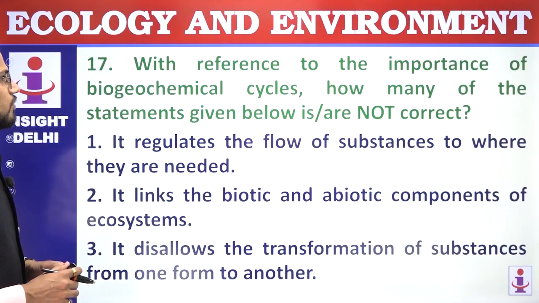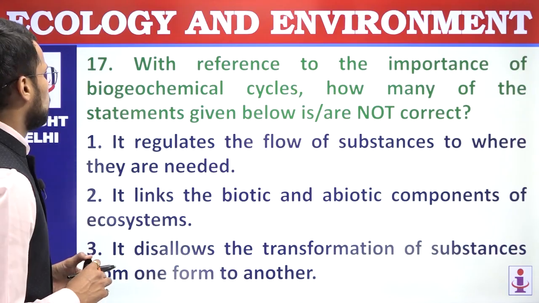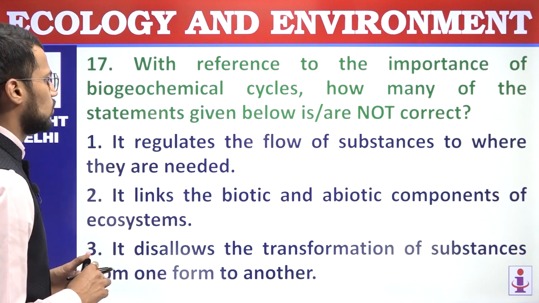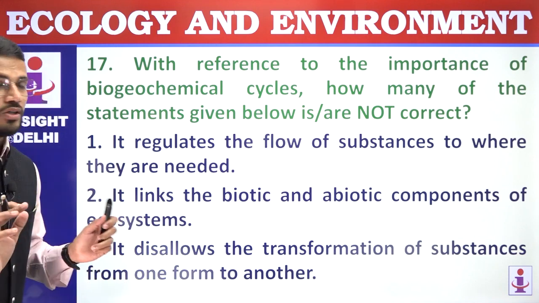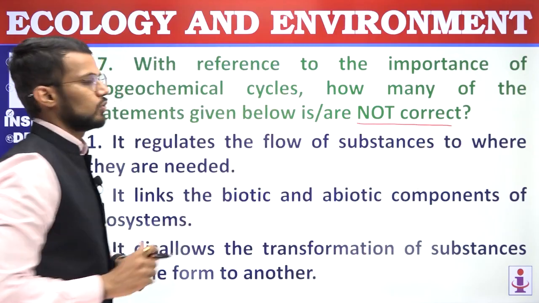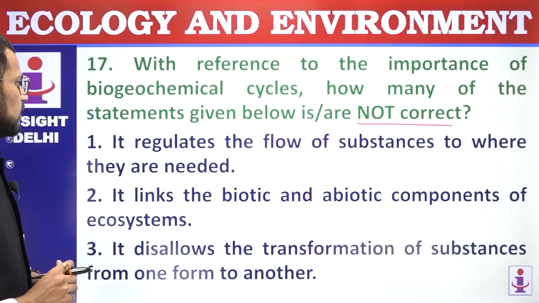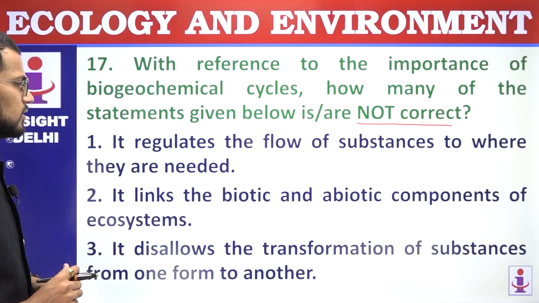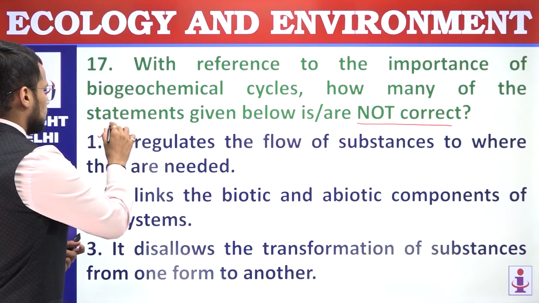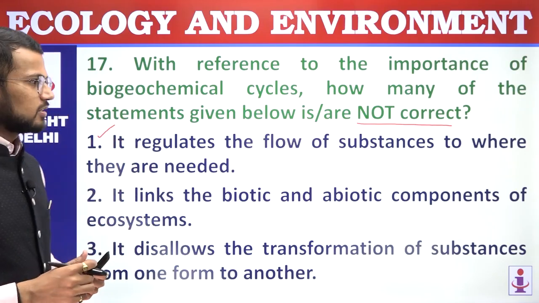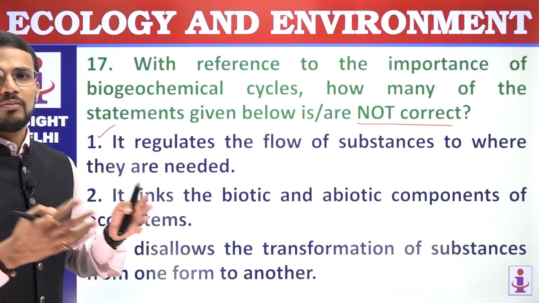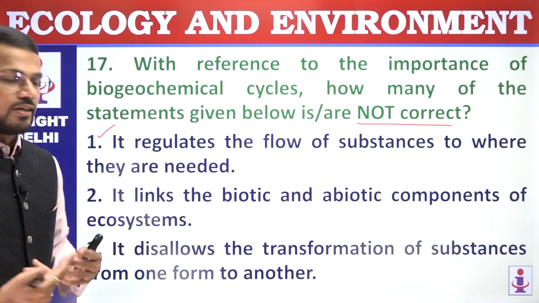17th, with reference to the importance of biogeochemical cycles, how many of the statements given below are not correct? We are supposed to find out statements which are not correct with respect to biogeochemical cycles. First, it regulates the flow of substances to where they are needed, right? So this is one of the correct statements regarding biogeochemical cycles. They make sure that certain substances, that means nutrients, are made available where they are needed.